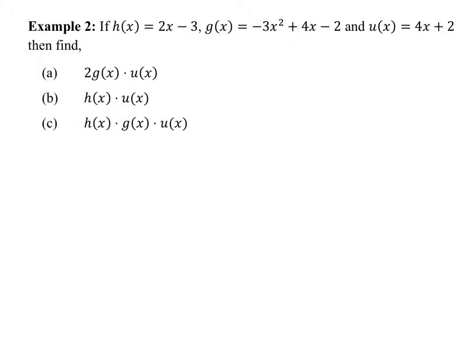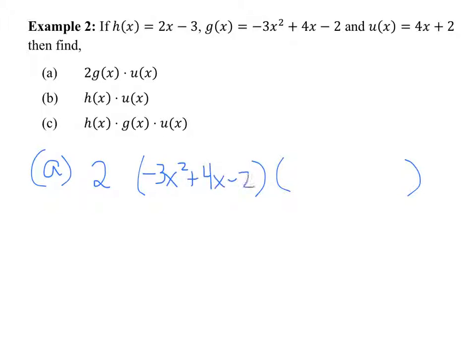So, part A. What is part A asking me to do? How can I start part A? What does 2 times g of x times u of x mean I have to do? Go ahead, Will. Plug in the formulas for g of x and u of x. All right, go ahead, give me g of x. G of x is negative 3 times x to the second power plus 4x minus 2. All right. And then u of x, go ahead. 4x plus 2. So if you're looking for the product of two functions, you're literally just going to be multiplying those functions as seen above.